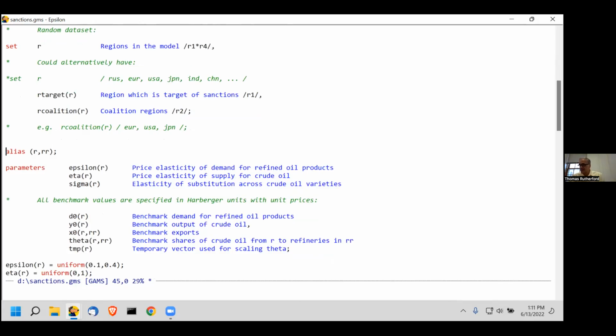So that's the price elasticity of demand for gasoline, fuel oil, heating. This is a model where I don't distinguish between oil and gas, but it's just hydrocarbon demand. And there could be an aggregate elasticity of supply for crude oil. And then we could have elasticity of substitution across crude oil varieties.